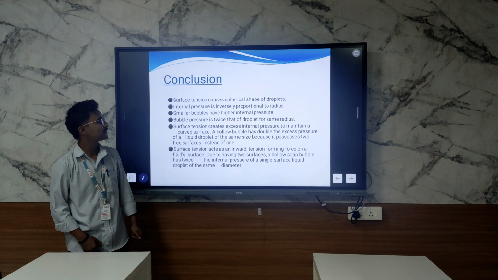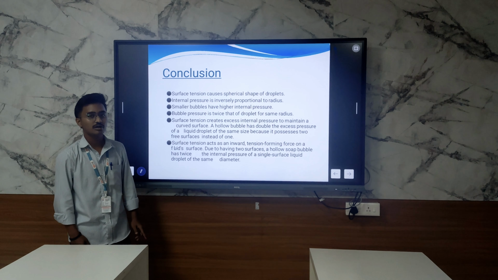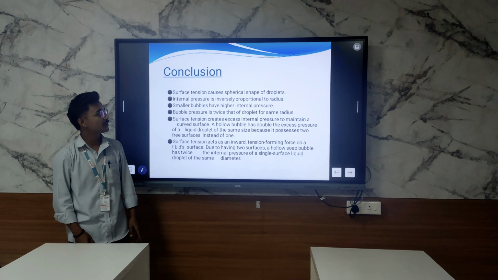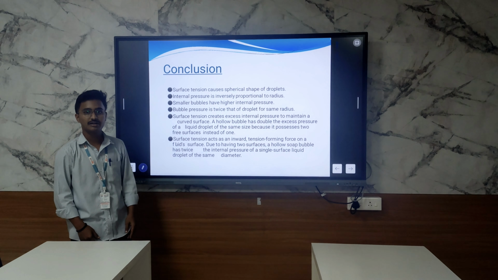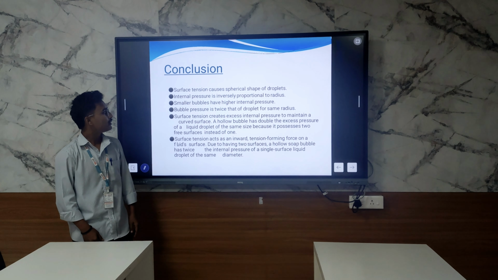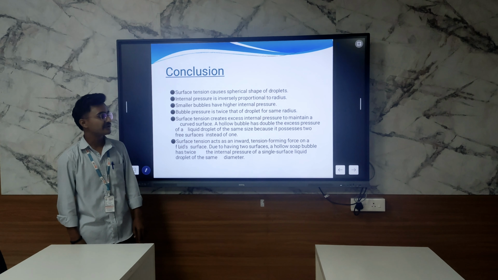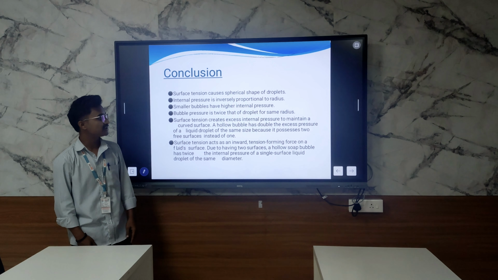I will tell the conclusion of surface tension. Surface tension causes the spherical shape of droplets. Internal pressure is inversely proportional to the radius. Smaller bubbles have higher internal pressures. Bubble pressure is twice that of a droplet at the same radius. Surface tension creates the internal pressure.